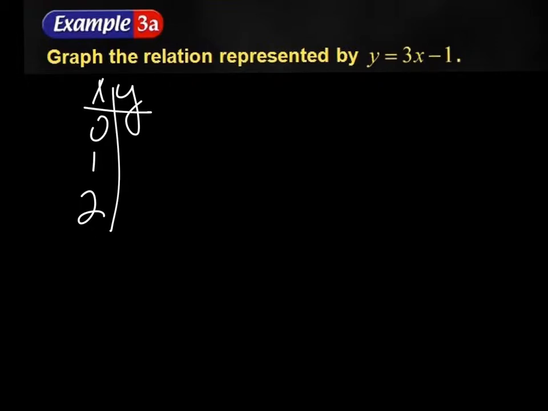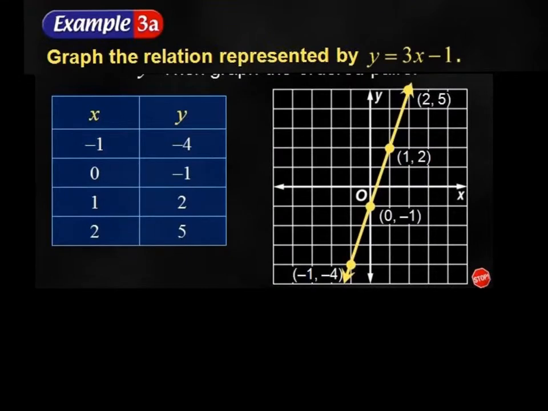Put 0 in for x, I get -1 out for y. Put 1 in for x, 1 times 3 is 3, minus 1 is 2. Put 2 in for x, 6, minus 1 is 5. Their chart looks nicer than mine and matches with the points that they plotted.